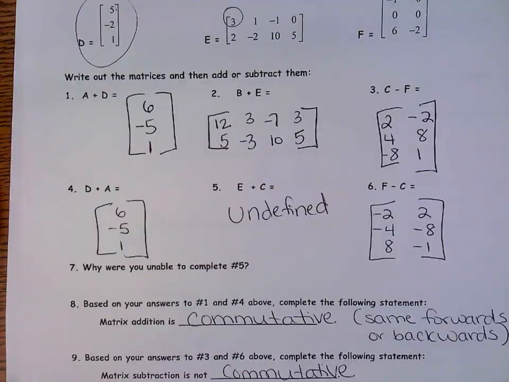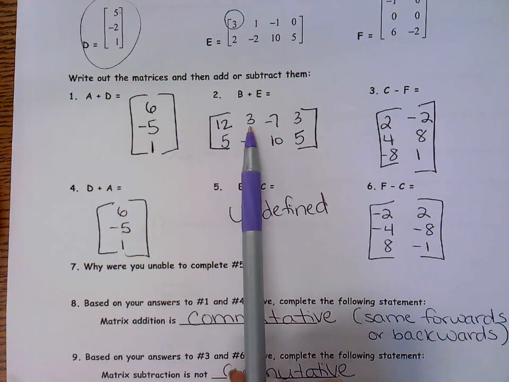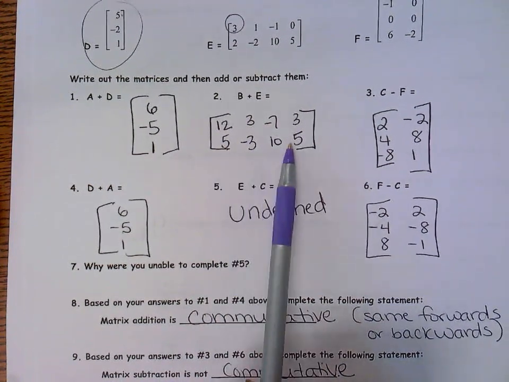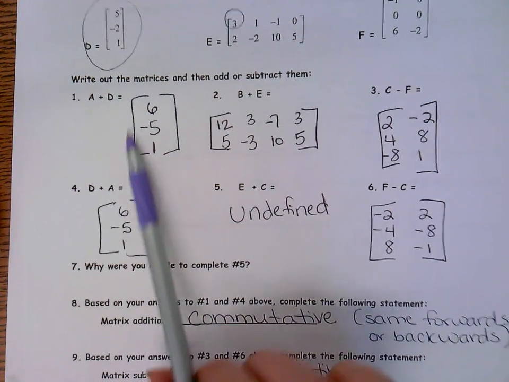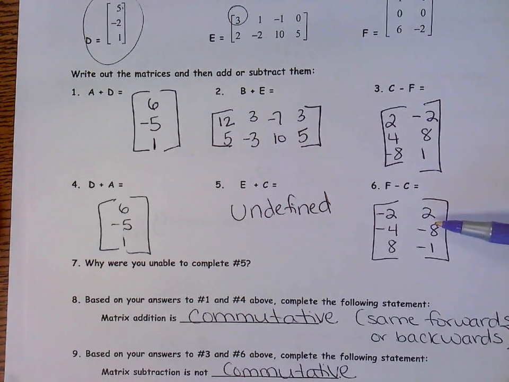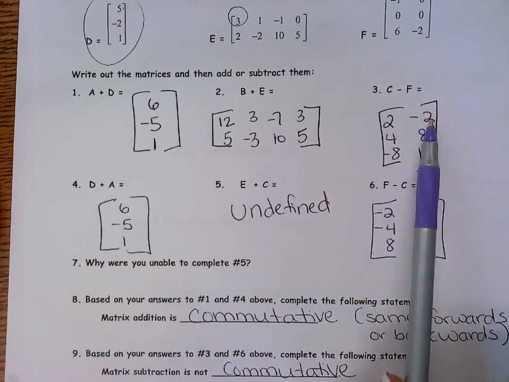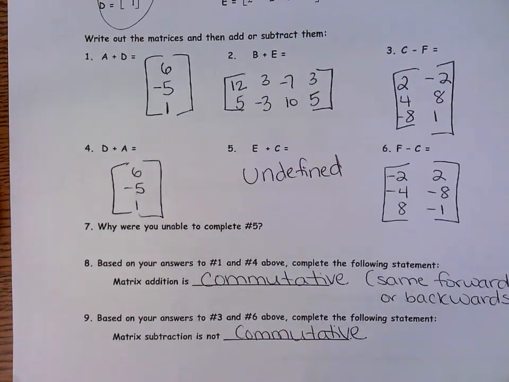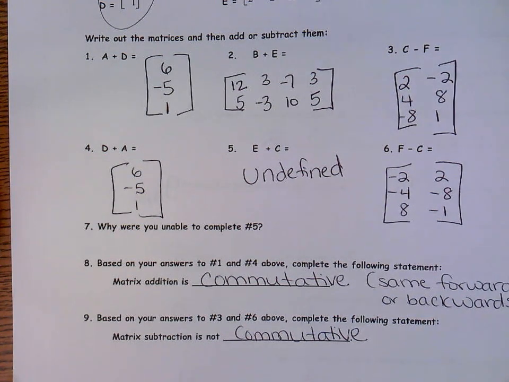What you got? 12, 3, -7, 3, and then 5, -3, 10, 5. Does that sound right? And then, yeah, 1 and 4 were exactly the same. And 3 and 6 should be exactly opposite each other, because when you subtract them in the opposite order, the minus and plus signs are going to get flipped. So 2, -2, 4, 8, and then -8, 1. And then you make them all the opposite in the other one.